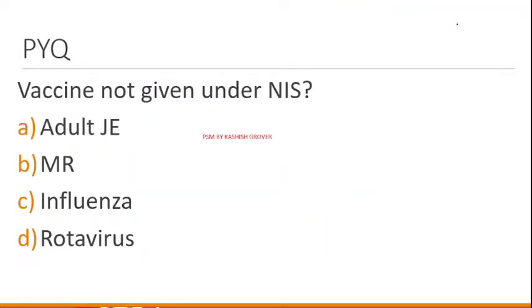Right? Now, the vaccine not given under NIS is influenza. Adult JE is recommended in some selected states.